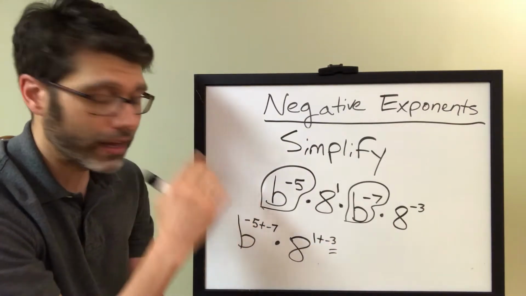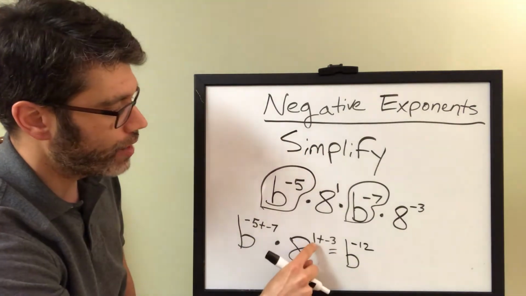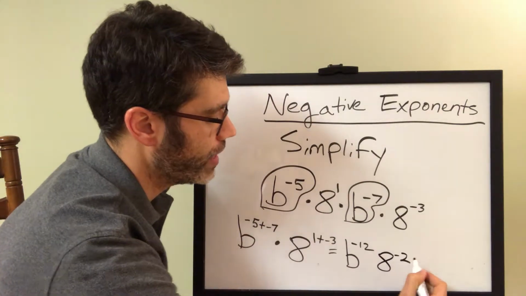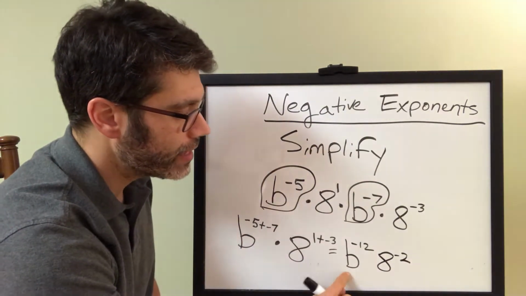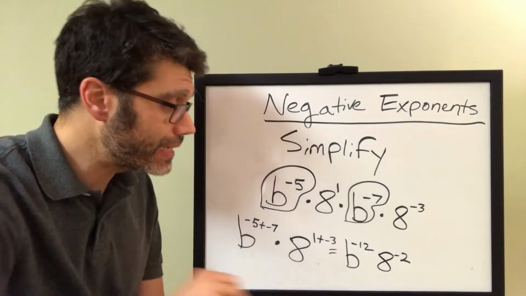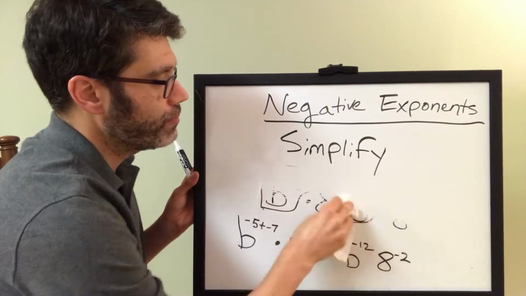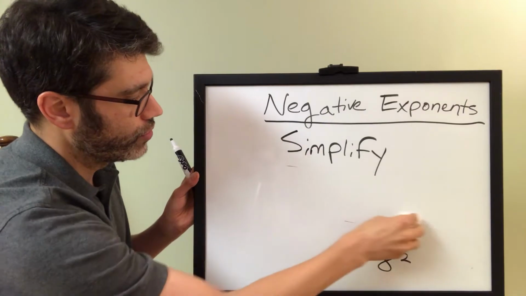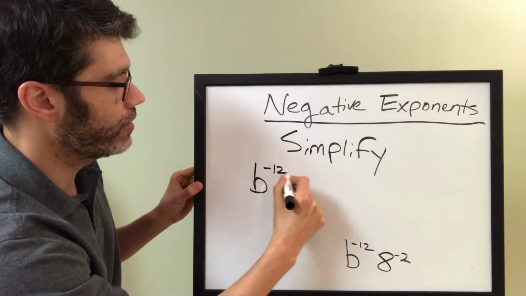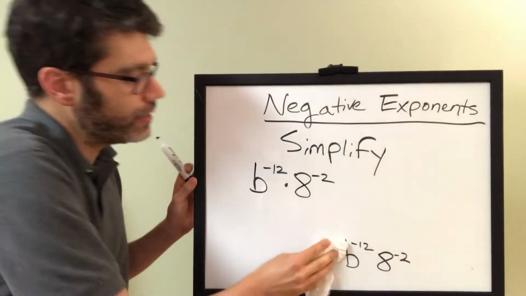So now let's simplify these exponents. Negative 5 plus negative 7 is negative 12, and for the base of 8, 1 plus negative 3 is negative 2. Okay? So this is a wonderful step on the way to becoming a complete answer, but it's not a complete answer in and of itself, because we still have negative exponents. So to get a little bit more space, I'm just going to erase our original problem and rewrite this over here. It's going to be b to the negative 12th times 8 to the negative 2nd.